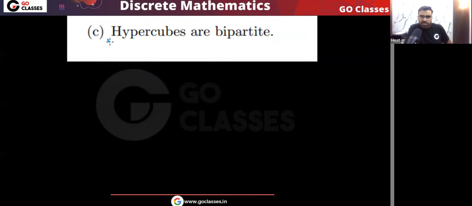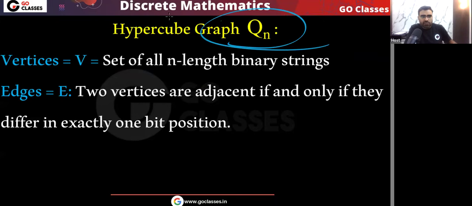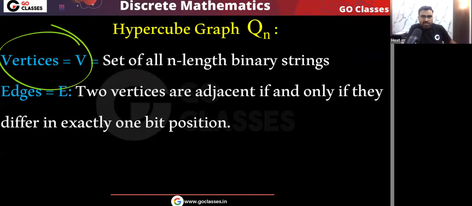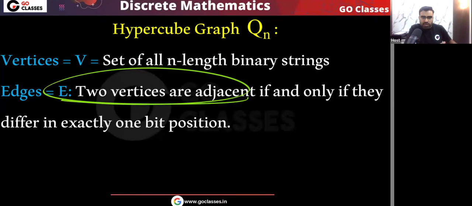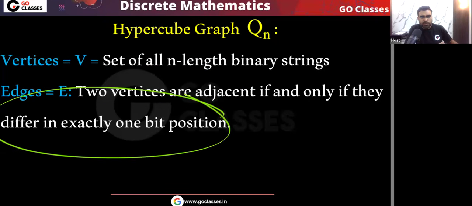Let's see one more result, that is hypercube graphs. These are bipartite. We already know what a hypercube graph is. A hypercube graph is represented by Qn. In this Qn, the vertices are the set of all n-length binary strings. And what are the edges? We put an edge between two vertices if they differ in exactly one bit position.